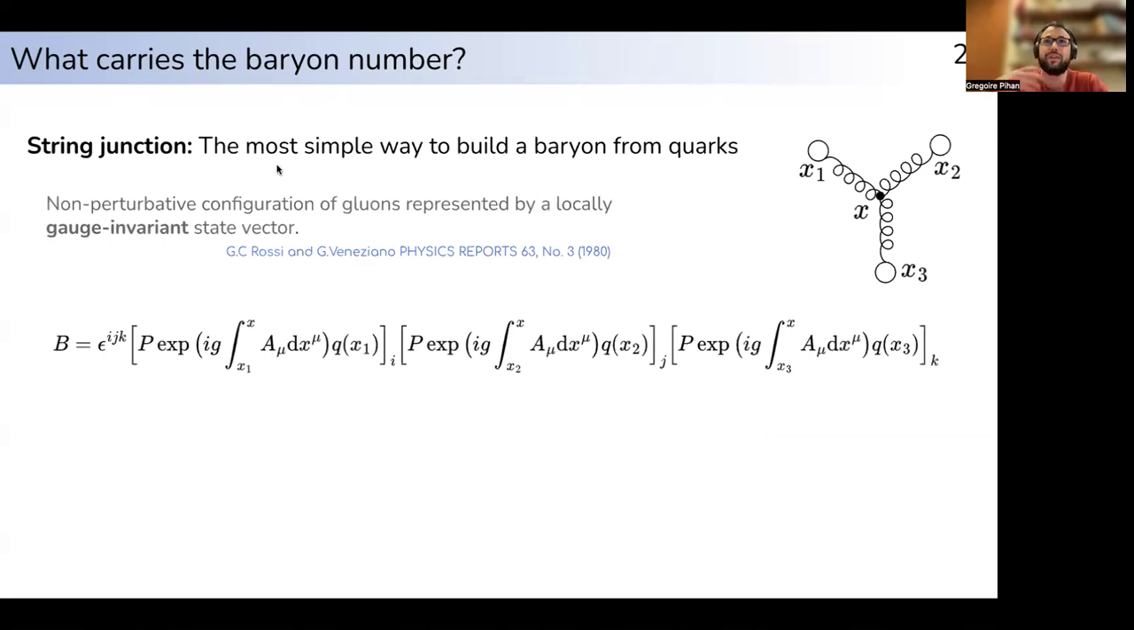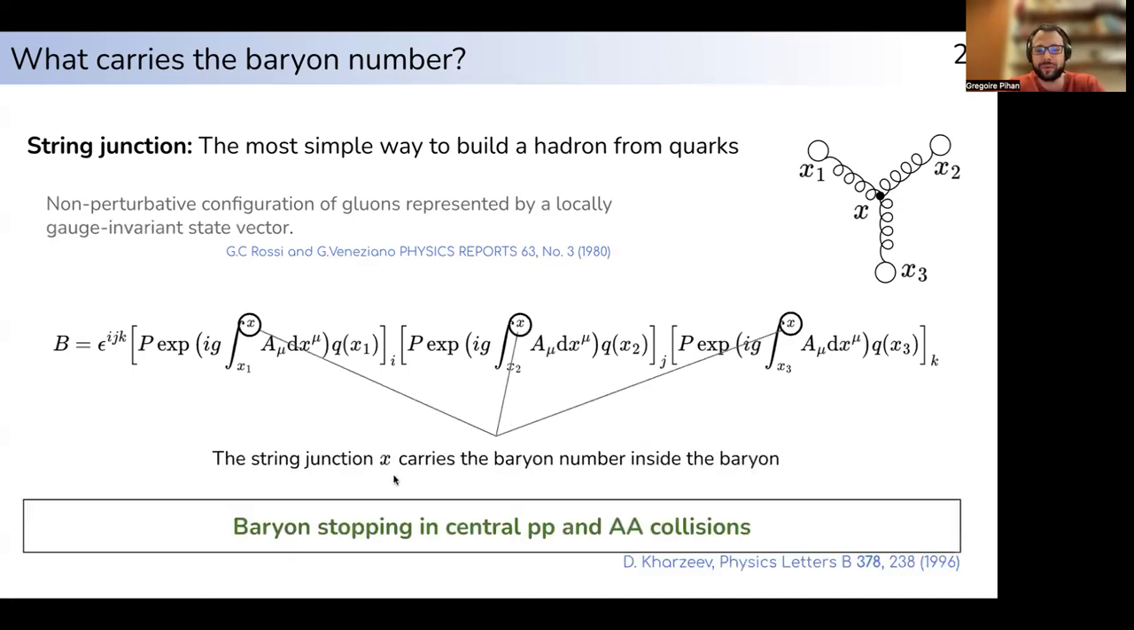The string junction doesn't come from imagination. It's actually the most simple way to build a baryon from 3 quarks, but which also respects the local gauge invariance. This is basically made by having these anti-symmetric operators on some Wilson loop here, which connect all the quarks in the middle, in what we call the junction. And if we calculate the baryon number related to that operator, we see that it's actually carried by this. In this talk, I will say trace or carry in the same way, but the idea is that the baryon number will follow this 3 gluon vertex instead of the quarks individually.